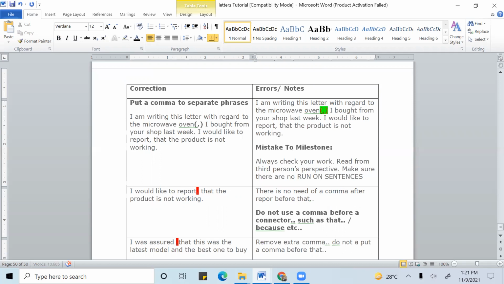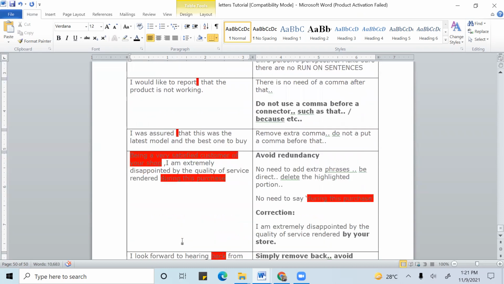After that, I'll simply write that. So since that is a connector, you can simply write it directly. So after that, I would like to report that. So there's no need of a comma actually in this reported speech when you are writing it like this. I would like to report that the product is not working. So there's no need of a comma here. Similarly, here there is a comma before that. And this is an extra phrase. So you don't have to say being a satisfied customer. So you can just remove this, this is not required. So I'll write it like this.